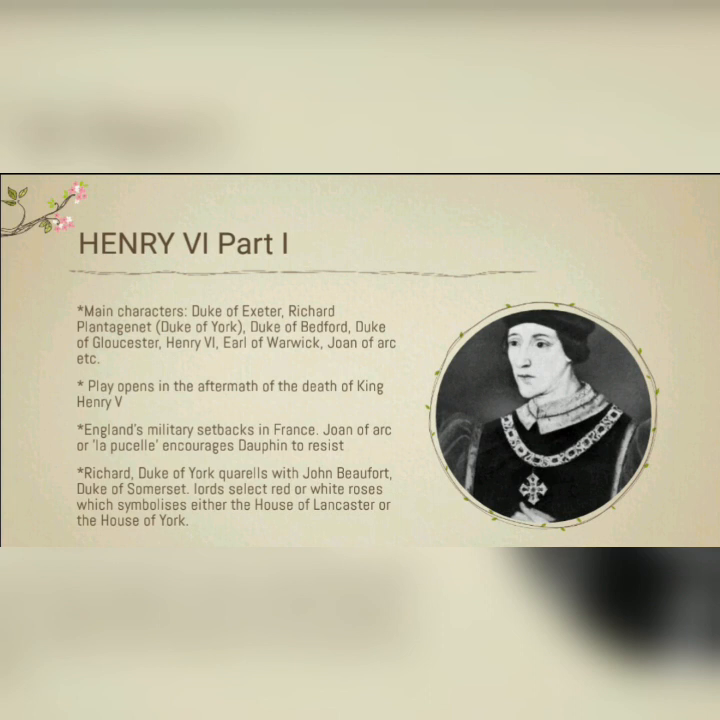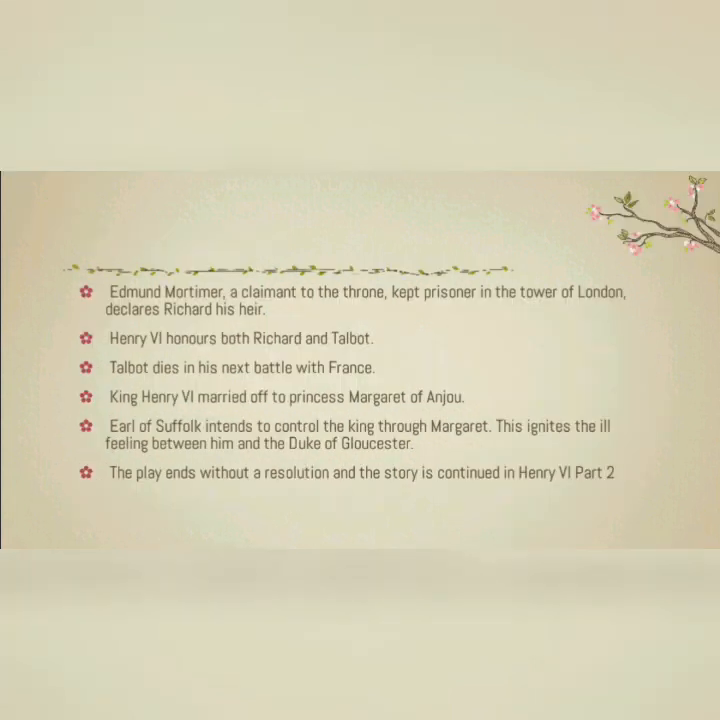She defeats an English army led by Talbot. In England, Richard, the Duke of York, quarrels with John Beaufort, 1st Duke of Somerset, about his claim on the throne. The Lords select red or white roses depending on whether they favor the House of Lancaster or the House of York. Edmund Mortimer, a leading claimant to the throne, is a prisoner in the Tower of London and declares Richard as his heir. The young Henry VI honors both Richard and Talbot.